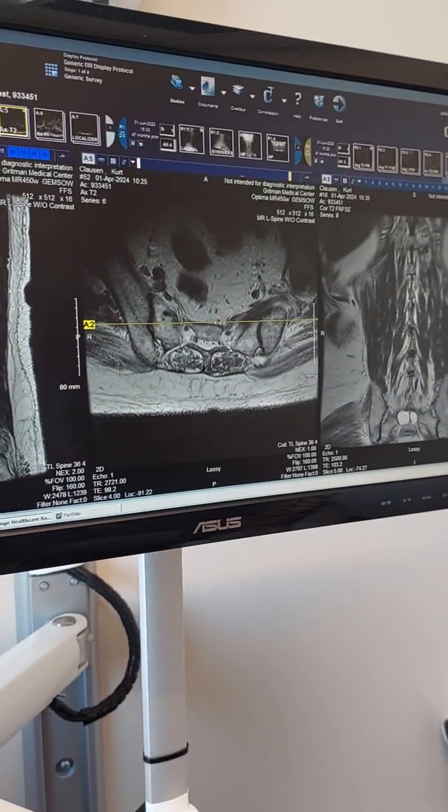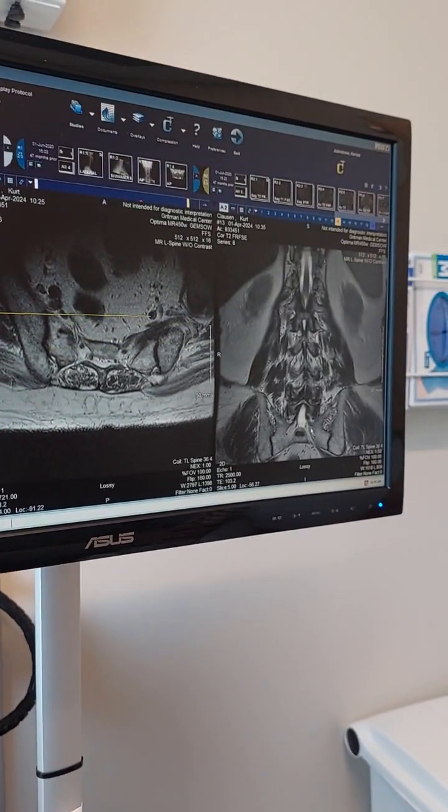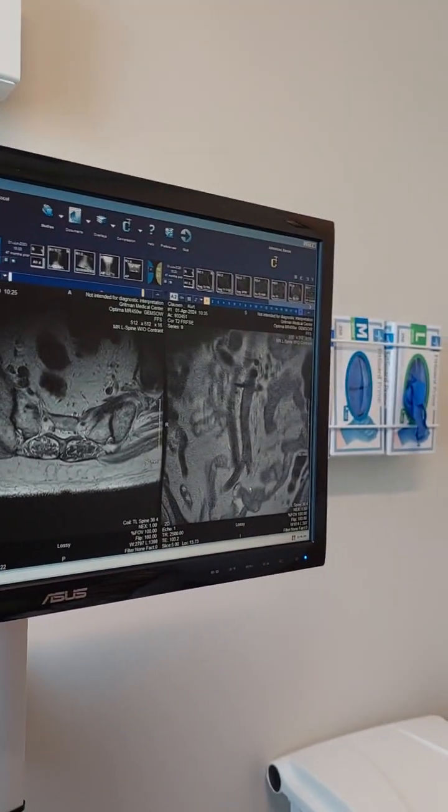Yeah, and here you can see the cysts again in this view. Well, look at all the muscle. Is that muscle coming out? Oh, I didn't know I was that muscular.